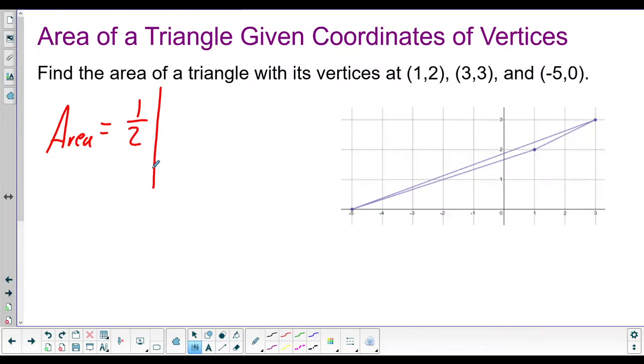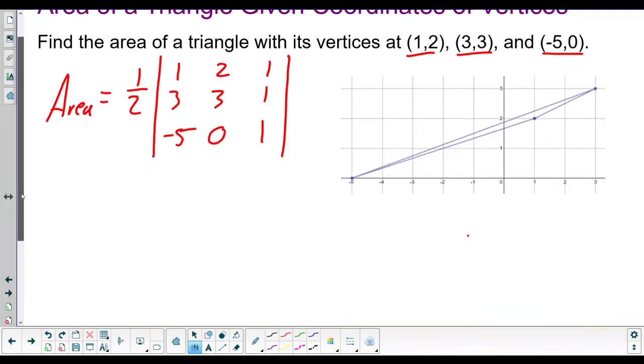Let's find our 3 ordered pairs really quickly. Actually, do I give them to you already? I do. They're right here. So we're going to fill in our matrix. So we have 1, 2, 1, 3, 3, 1, -5, 0, 1. So first we have to find the determinant of this. Then we're going to multiply that number by 1/2. And if the determinant's negative, we'll just make it positive. You can't have negative areas of triangles.